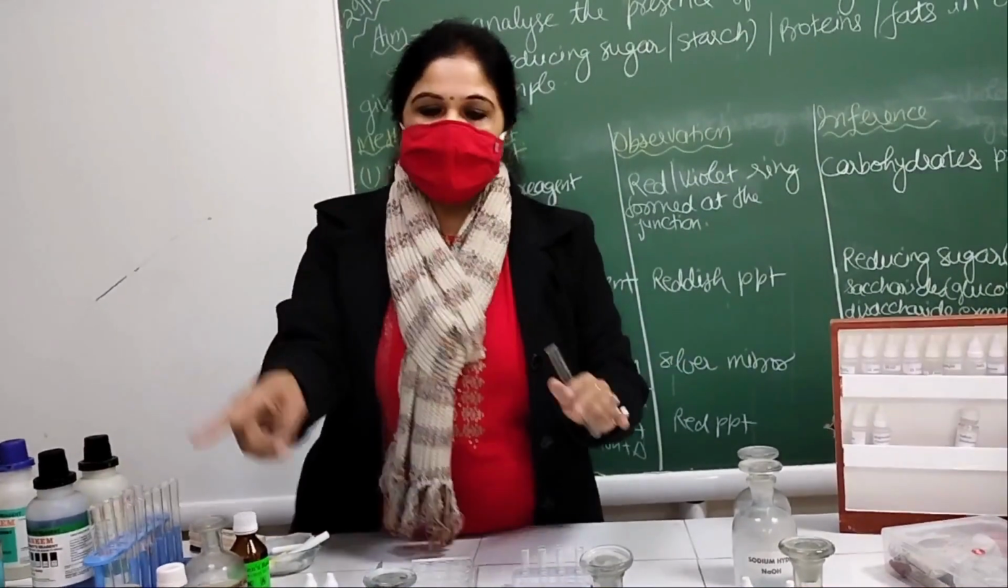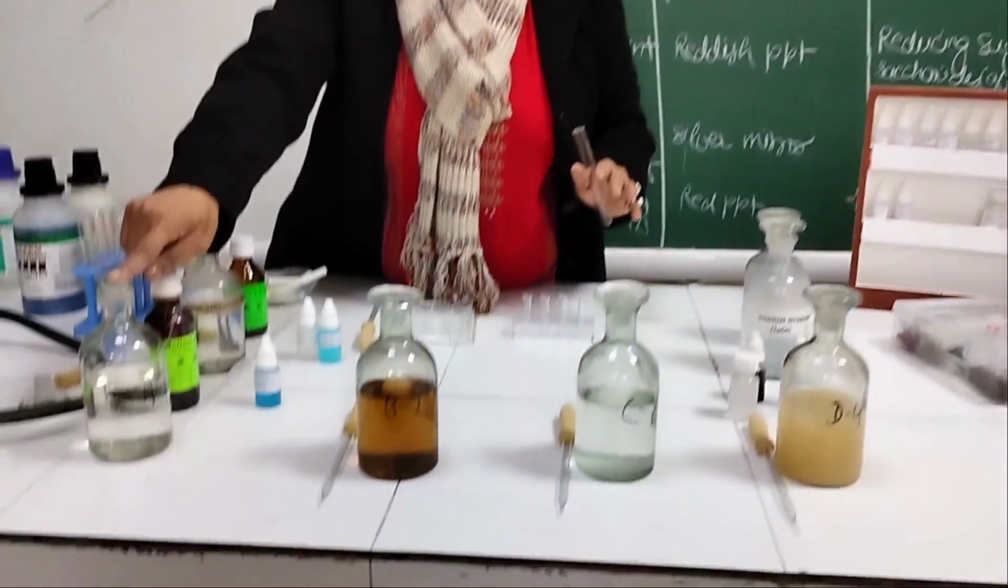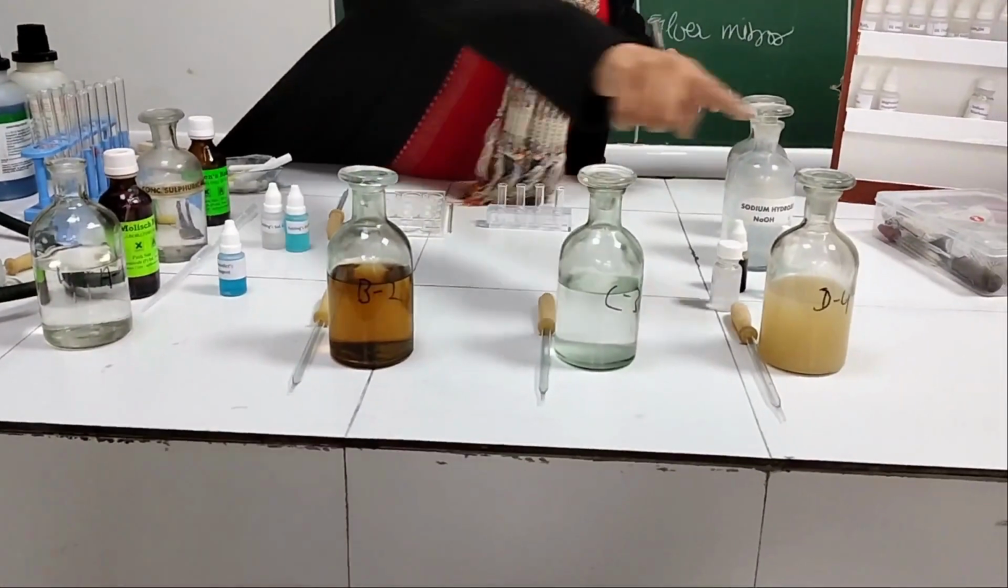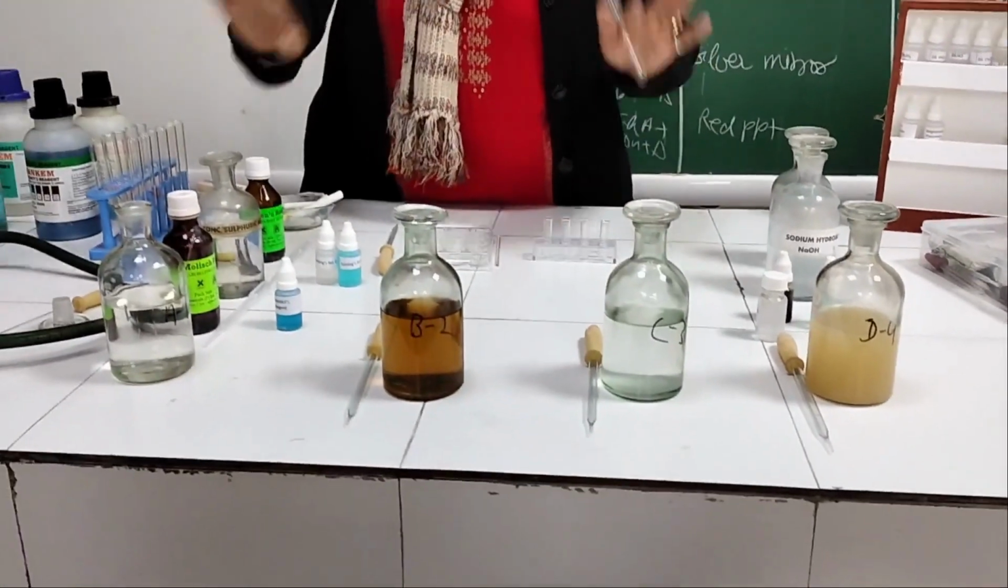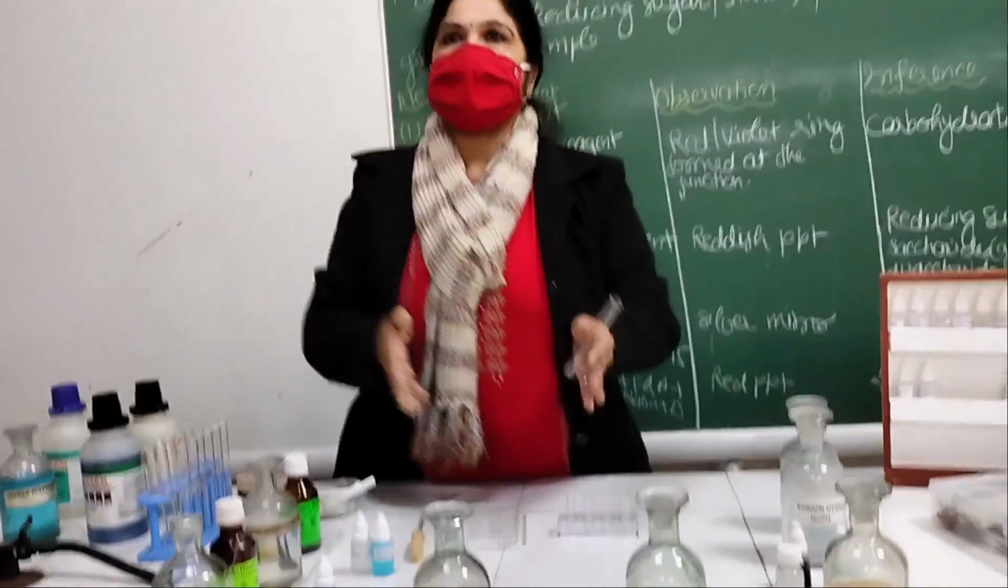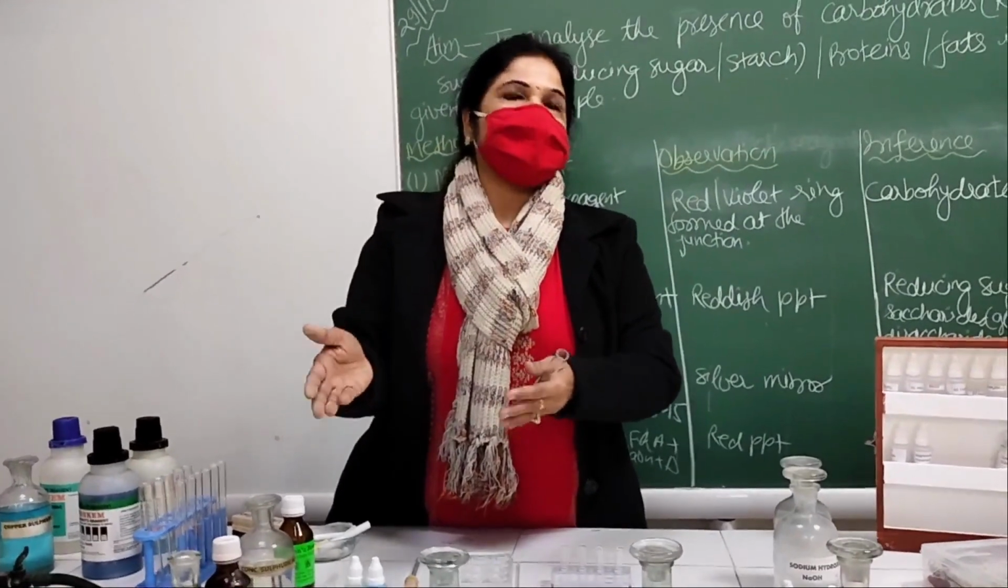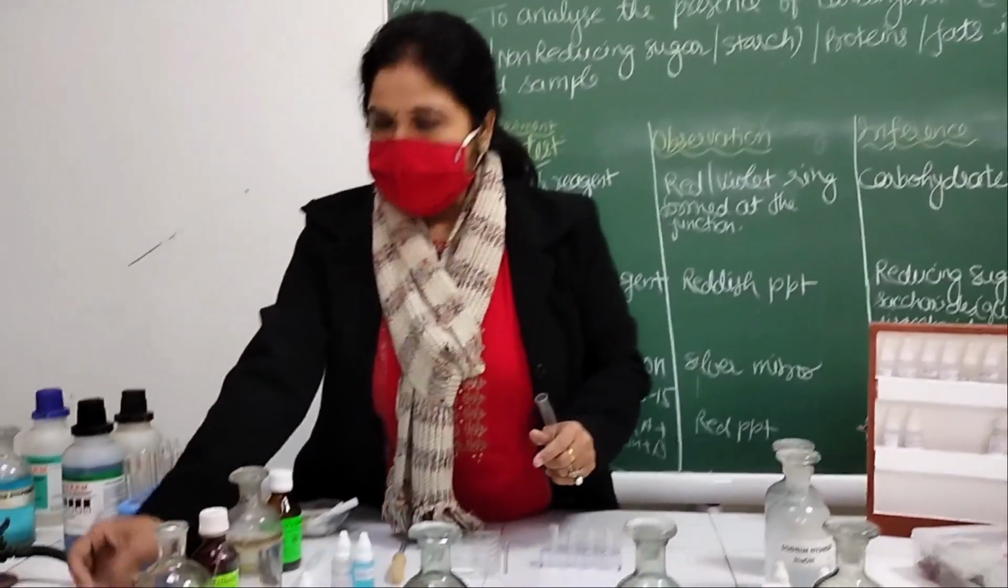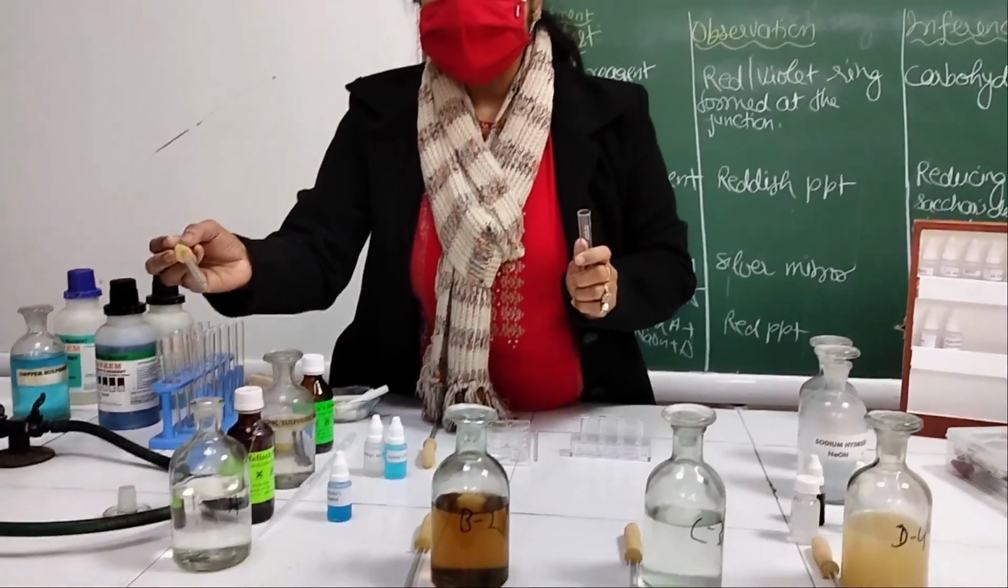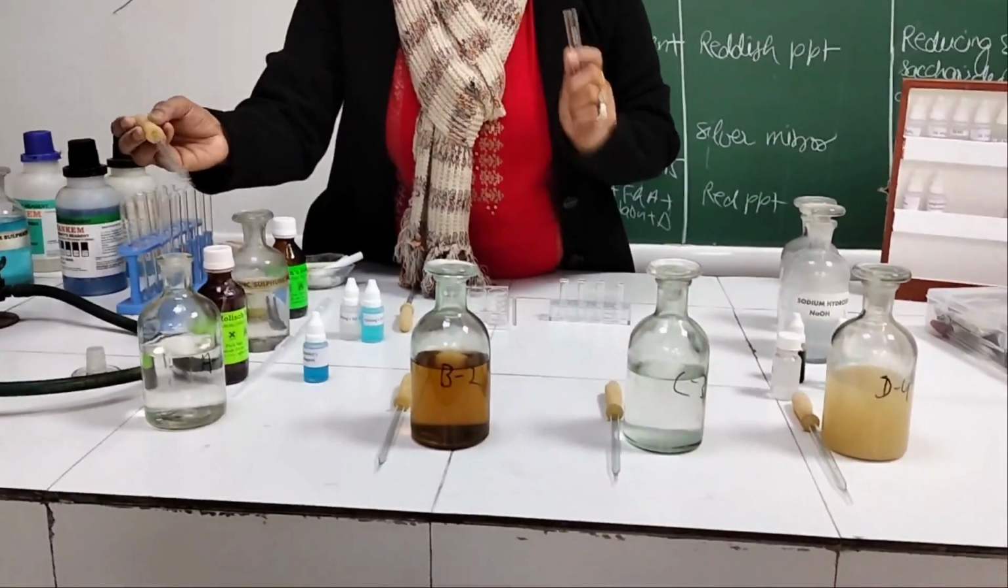These are the food samples. Food sample A, food sample B, food sample C, food sample D. These are the unknown food samples. We don't know which is what, which one is carbohydrate, which one is protein. So now we start systematically. First, always we have to start with the carbohydrate test, that is Molisch test.